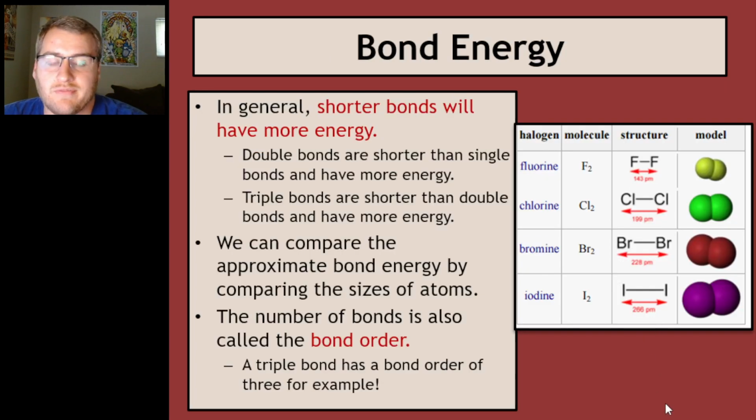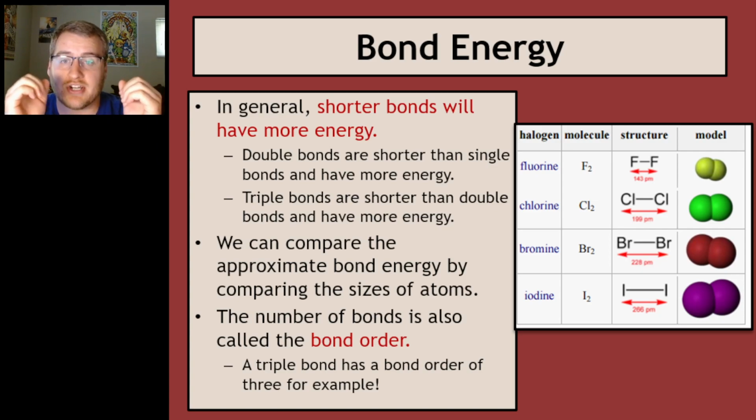Talking more about energy of bonds, especially with double and triple. In general, shorter bonds have more energy. Double bonds are shorter than single bonds and have more energy. Triple bonds are shorter than double bonds and have more energy. So as you add additional bonds, a double bond or triple bond, it's much shorter. It holds them a lot closer together. So the single bond is actually the longest, the distance is the longest, and then as you add more bonds, it gets shorter and shorter.